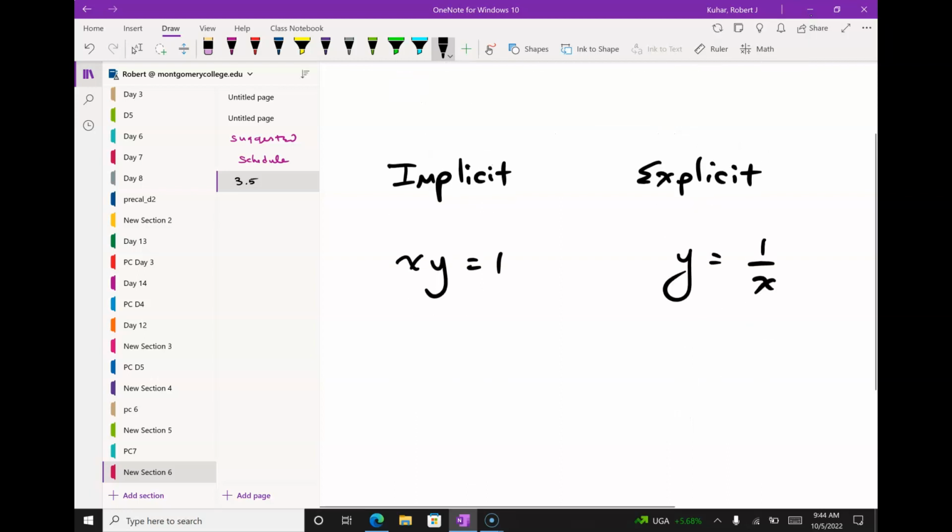So for example, if I had something like x squared plus xy plus y squared equals 3, that's implicit. And this one in particular is really, really difficult for me to isolate y. Anybody have an idea of how you could isolate y here? How could you solve for y?